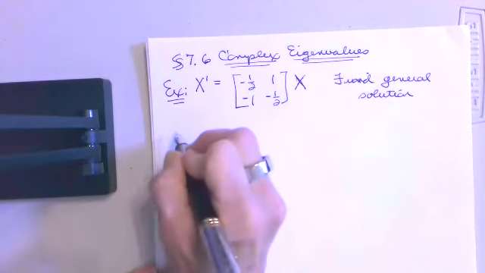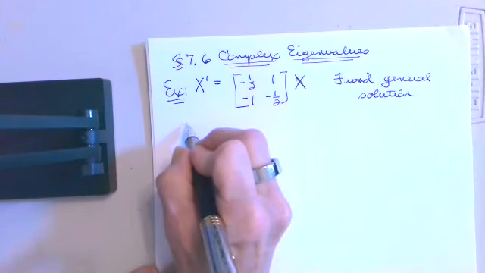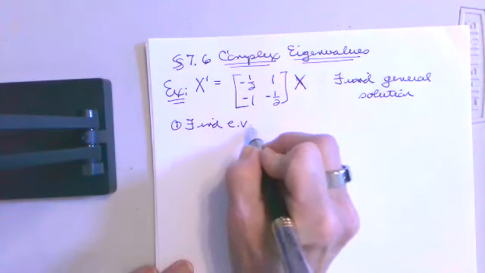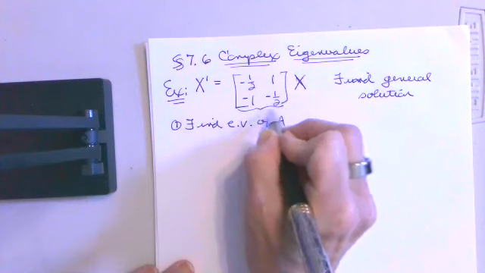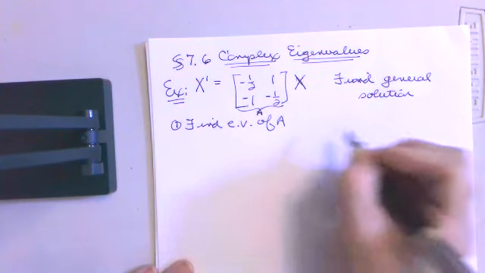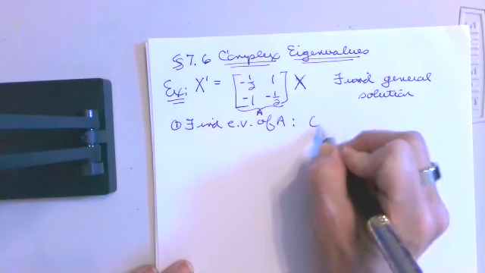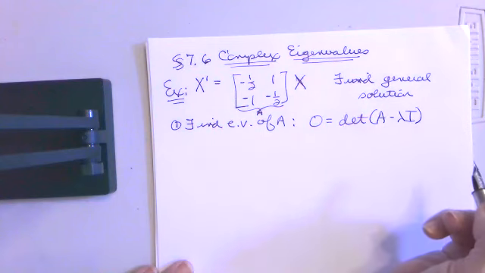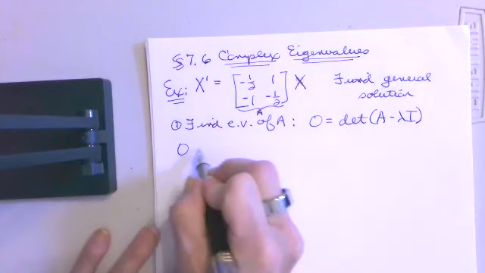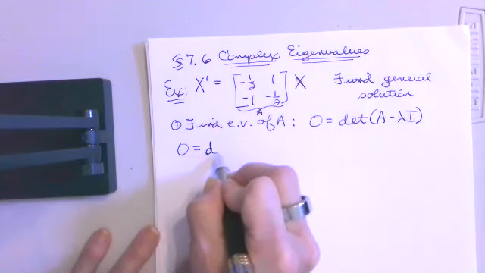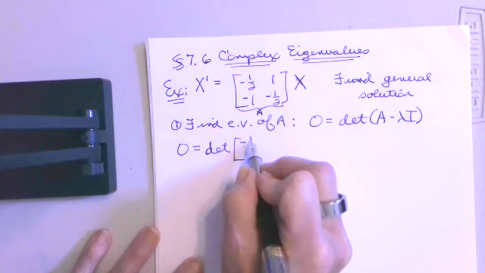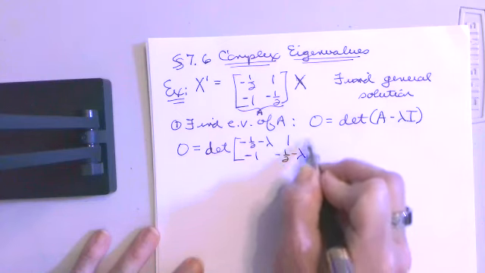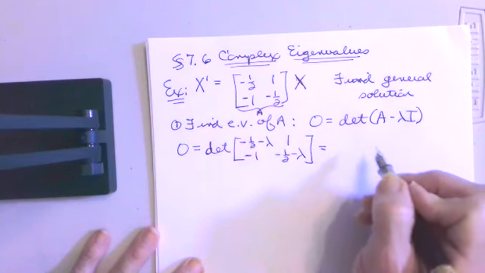So here's how we start. As always, we start by finding the eigenvalues of A, where this is the matrix A for this problem. So that means I have to look at the equation, the determinant of A minus lambda I equals 0, and solve that. So 0 is the determinant of the matrix minus 1/2 minus lambda, 1, minus 1, minus 1/2 minus lambda. And that's a 2 by 2, so that's really easy.